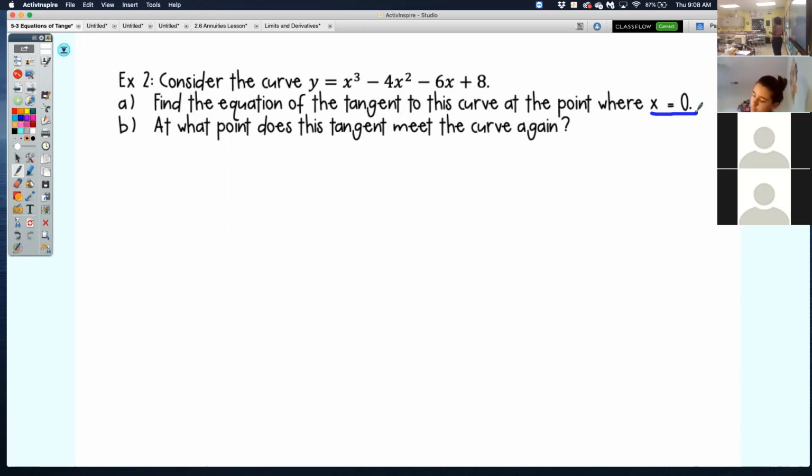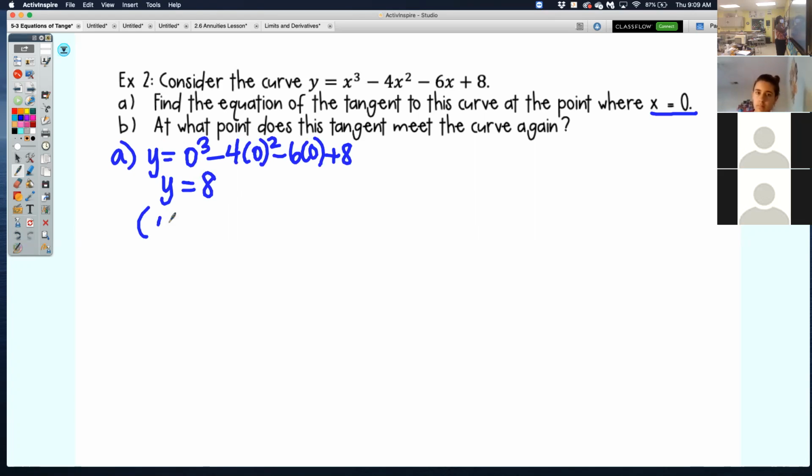How do I find the y coordinate? Plug in 0 into the original equation. So I need to actually plug in 0 for x. And as we can see very easily, the y coordinate is going to be what? 8. So the point is (0, 8). It happens to be the y-intercept. Okay? Now the only thing we need now is the gradient.